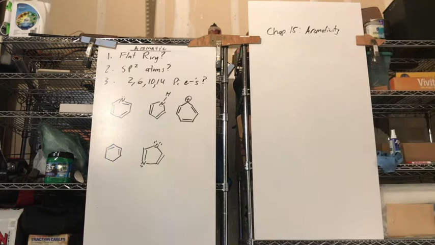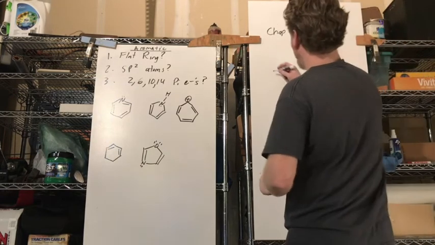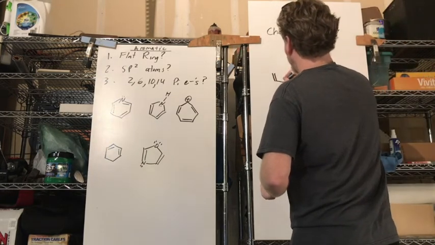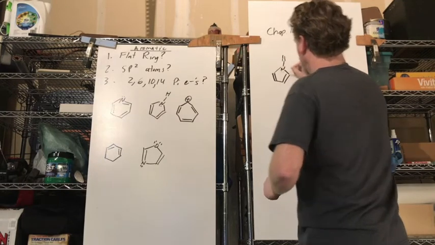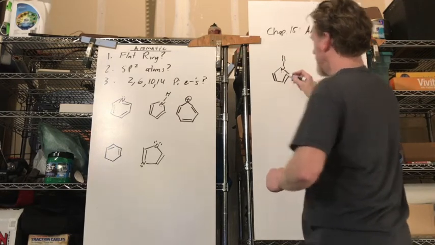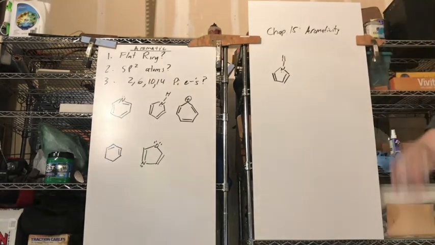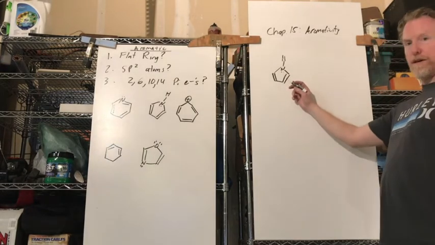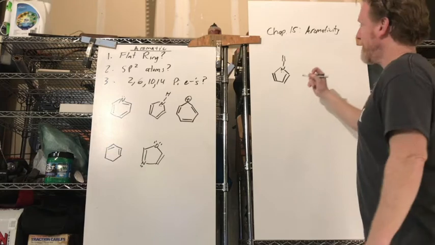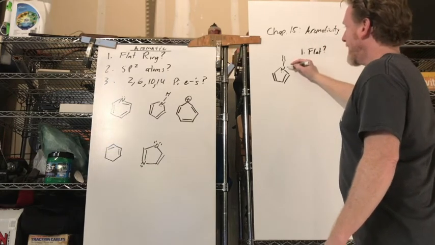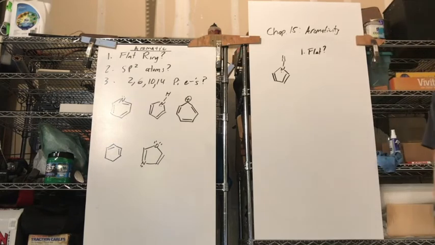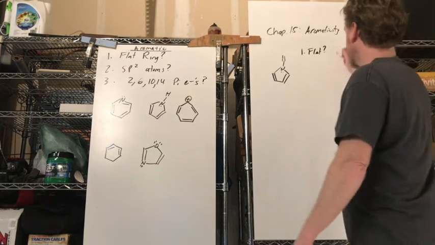Good. Okay, this next one's pyrrole, and it reminds me of a prison cell. See, I've got like the prison bars, the jail, so pyrrole, like you get parole. So we got pyrrole here. Okay, can it be flat? Yeah, I actually kind of gave it away. I drew that hydrogen in the plane of the page. It's flat, yes.